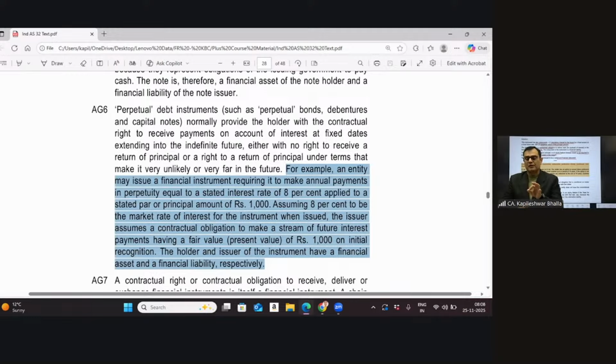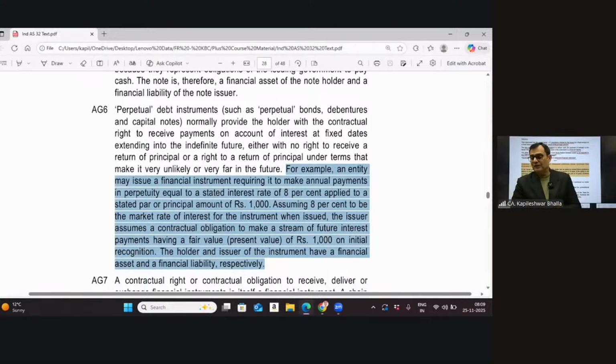Now see what it says, assuming 8% is the market rate of interest when issued. It says 8% is assumed to be the market rate of interest when issued. The issuer assumes a contractual obligation to make a stream of future interest payments having a fair value that is present value 1,000 on initial recognition. The holder and the issuer have a financial asset and liability respectively.